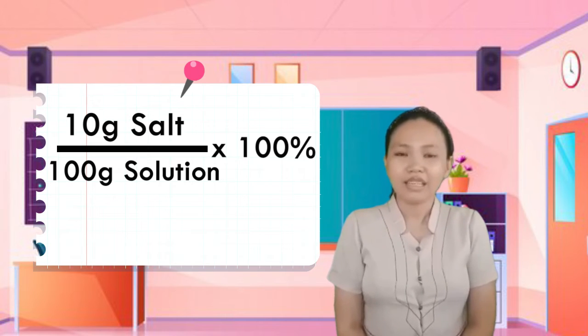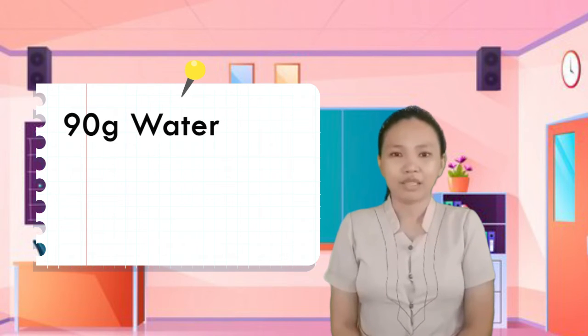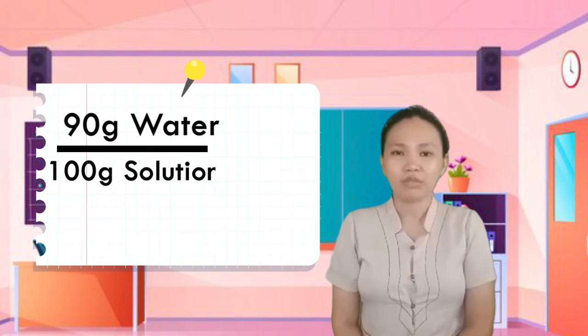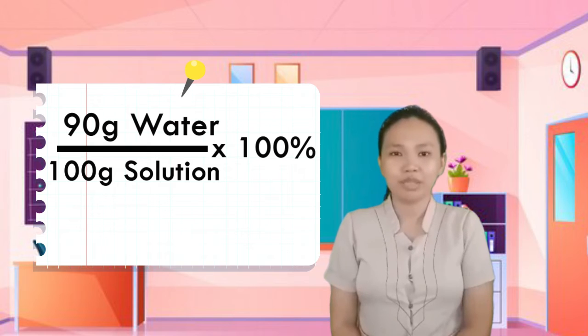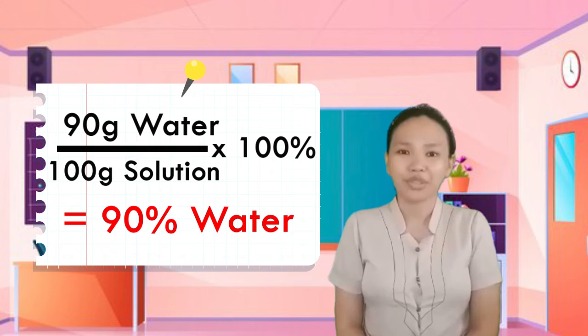There is 10% salt. Now, let's get the percentage composition of water. 90 grams of water divided by 100 grams of the salt solution times 100% is equals to, very good, 90% water.